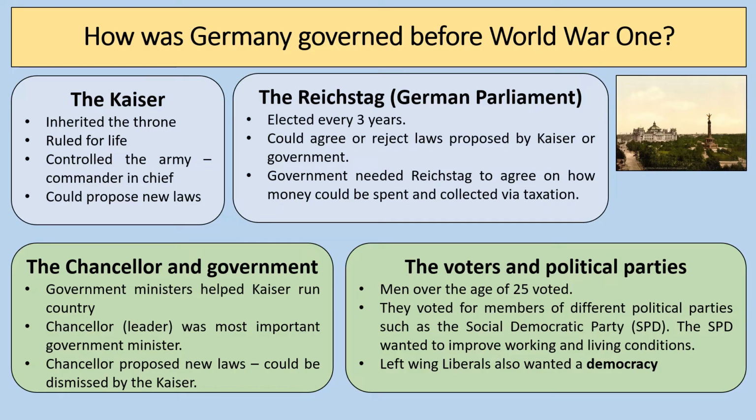So in terms of development of democracy during this time, we talked about how men over the age of 25 voted, and they began to vote for different political parties. One of the most popular ones by the end of the era, just before 1914, was the Social Democratic Party, the SPD, and they very much wanted to improve working and living conditions. And I think their popularity probably increased as more and more workers were moving to the cities, and there was more interest in laws to protect people's working lives and to improve living conditions and bring things like social insurance, unemployment benefits, pensions, that type of thing.